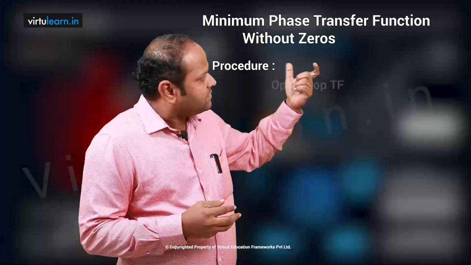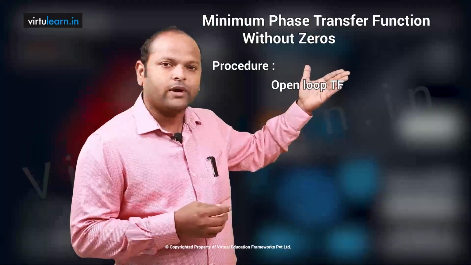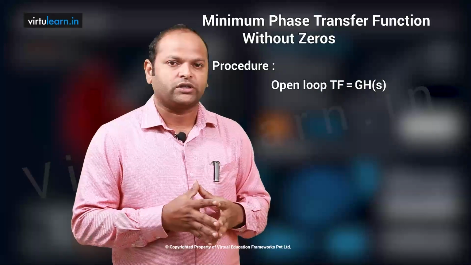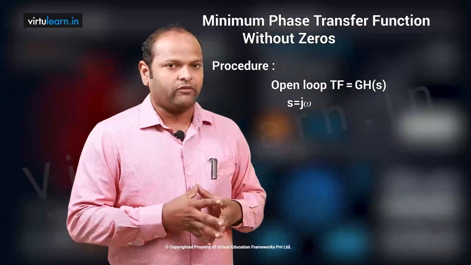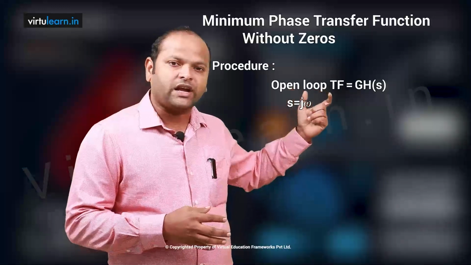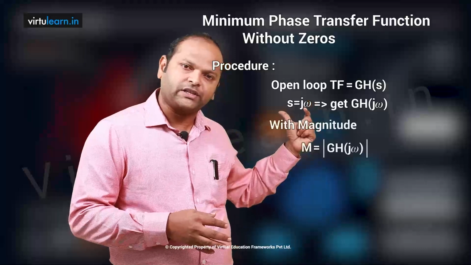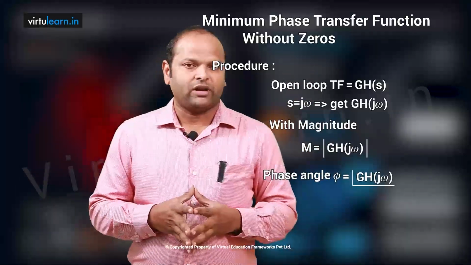First step is to look at the open loop transfer function. The open loop transfer function G H of S is minimum phase, and there are no zeros at all. Then substitute S equals j omega. When you substitute S equals j omega, it is a sinusoidal transfer function G H of j omega. Write the magnitude expression as well as the phase angle expression. So these two expressions are available.